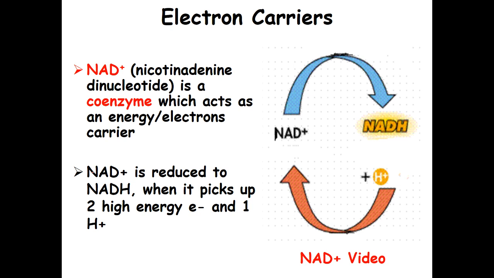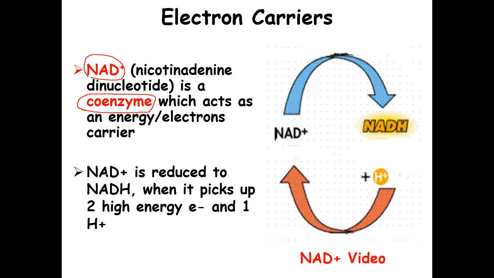Now let's talk about the electron carrier, NAD. NAD is a coenzyme. Do you guys remember coenzyme at all? It's a carbon-based molecule, right? And it's actually part of the vitamin B family. Do you remember? One of the vitamin Bs is actually used as an electron carrier.